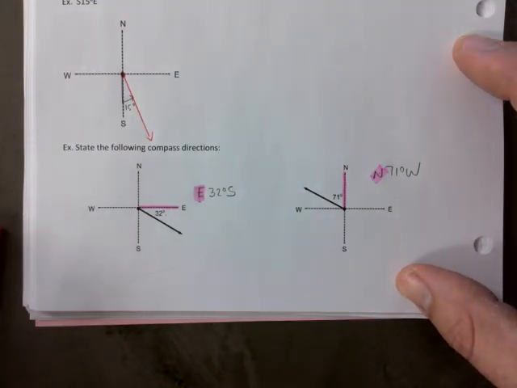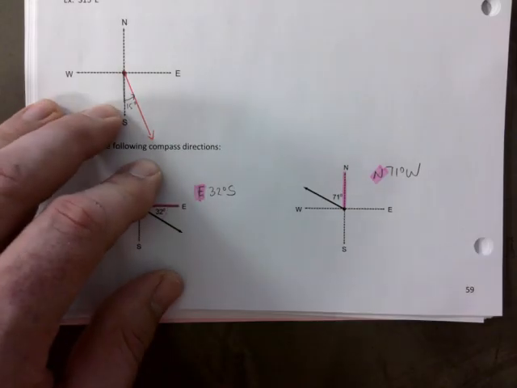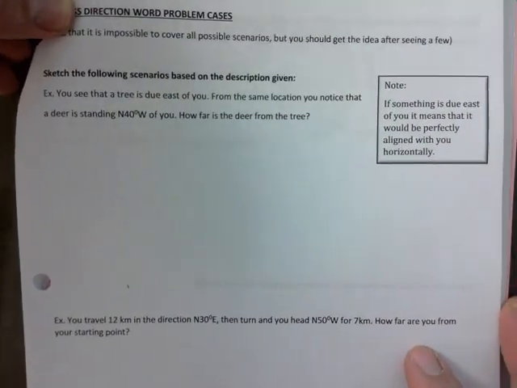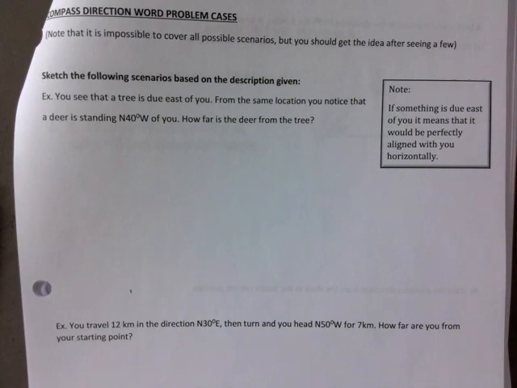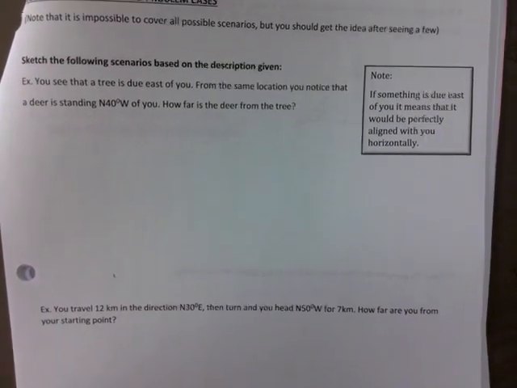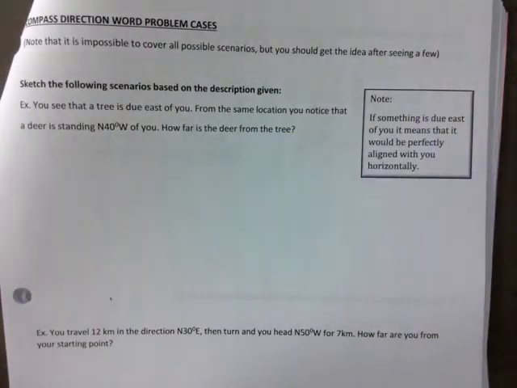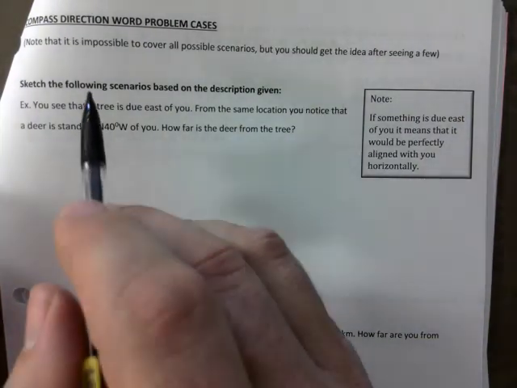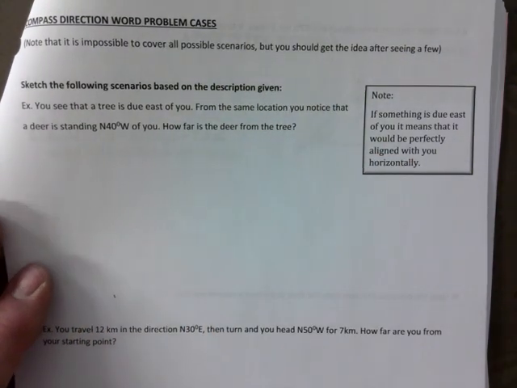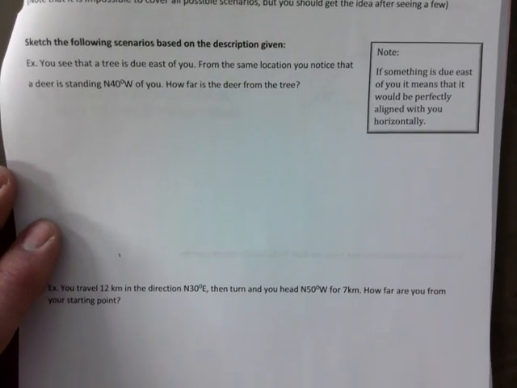Okay, so let's put this to the test. Come with me to 60. This is where it gets a bit more complicated, because we're combining a bunch of directions. We're going to go one way, and then we're going to turn a different way. And that's when our triangle is going to start to form. So here we go. It is impossible to cover all possible scenarios, but you should get a pretty good idea after seeing a few of these. So here's my first scenario.